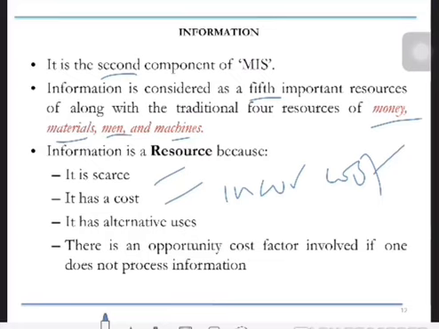And it has alternative use. For alternative one ካልተጠቀምንበት we can use for alternative two. So we have alternative one, alternative two, alternative three. There is an opportunity cost factor involved if one doesn't process information. ካላደረግን incur የምናደርገው cost አለ, or opportunity cost አለ ካልተጠቀምንበት ለሆነ purpose. So because of this we can say that information is a resource.